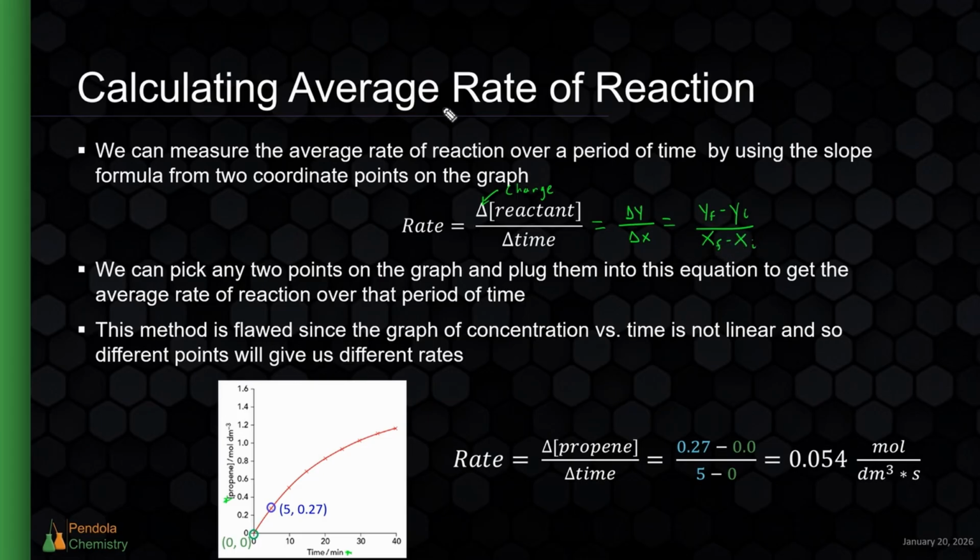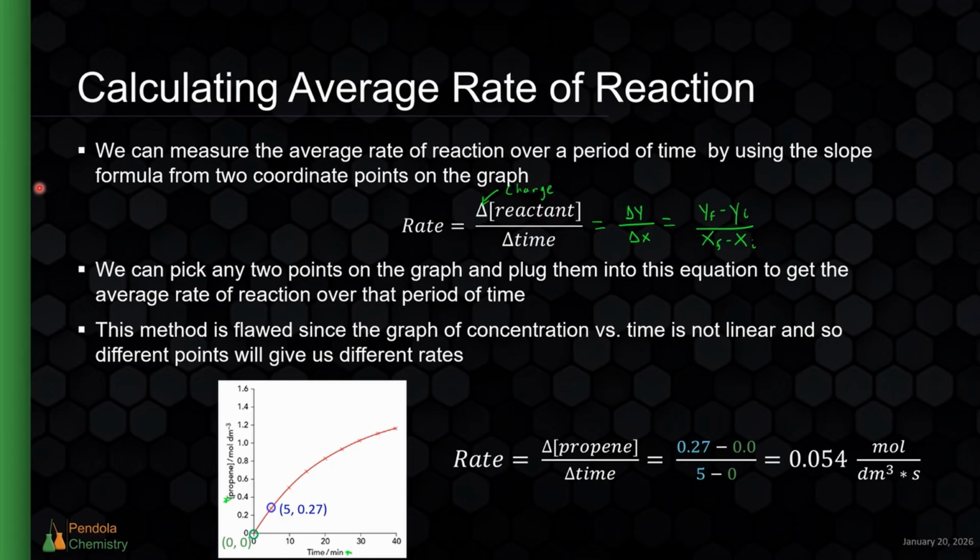So we can get the average rate of a reaction by picking any 2 points on the graph of concentration versus time for a specific reactant or product, and then plugging them into this equation to get the changes in the y's of the points versus the changes of the x's. It's essentially the same as calculating slope in math, but we're calculating the slope of a specific graph, which happens to be the rate of the reaction.